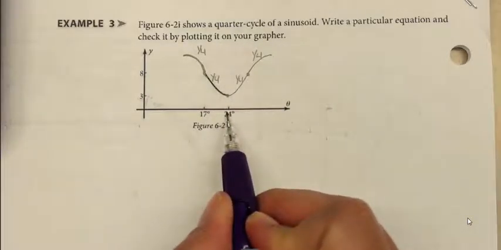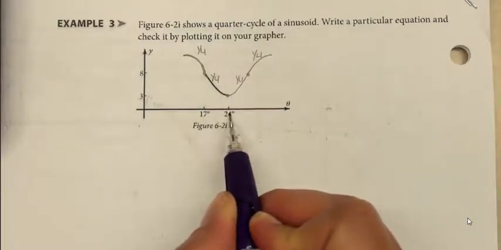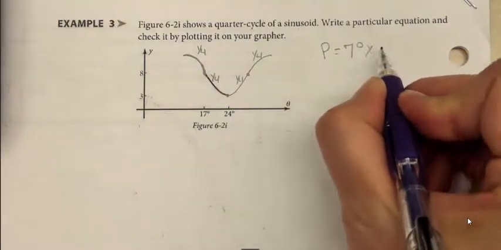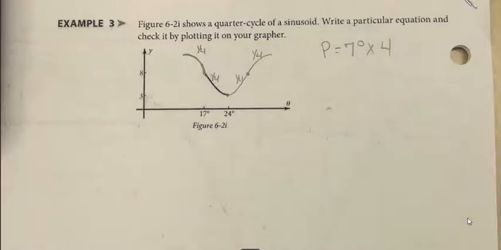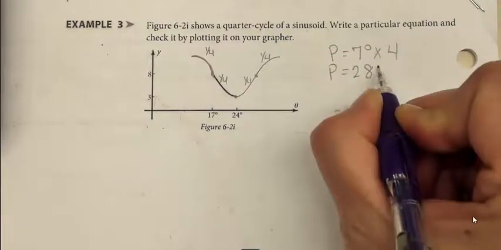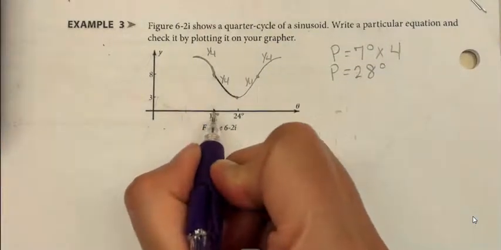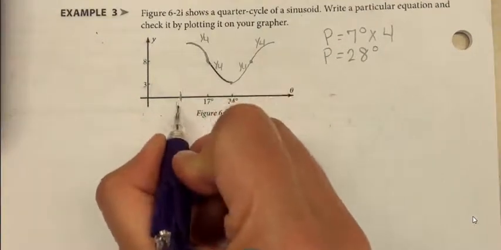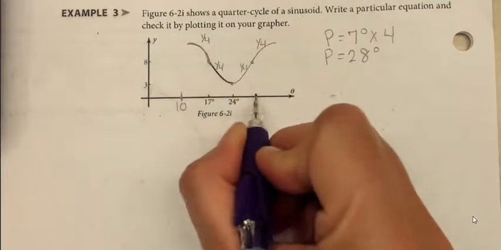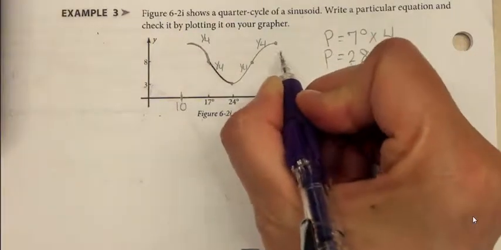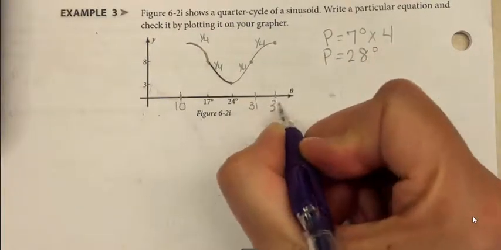But we know that, from what we were given, that piece was a quarter. Well, that piece was 7 degrees, which tells me that my period would be 7 degrees times 4, right? Because 7 degrees was a quarter of whatever this is. So my period then is 28 degrees. Going backwards, another quarter, another 7 degrees, is going to be 10 degrees. Forward, 7 degrees, that's 31. And then up here, 38.